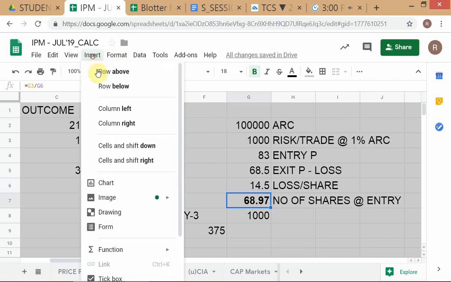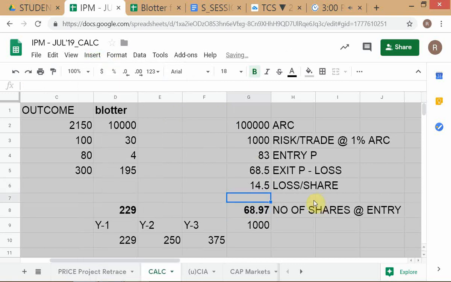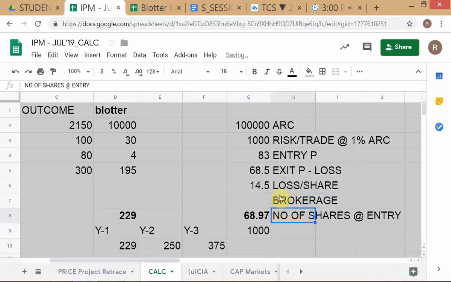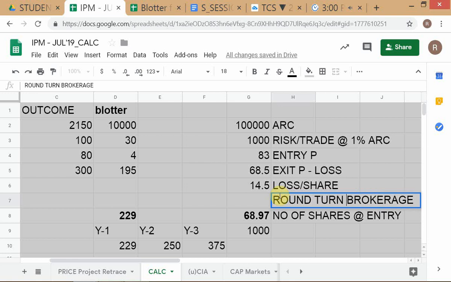is the brokerage. Brokerage also has to be factored into your risk planning, because brokerage is guaranteed, whether you make a profit or not. There's another term that you're learning here, round turn brokerage. Round turn brokerage means in and out.